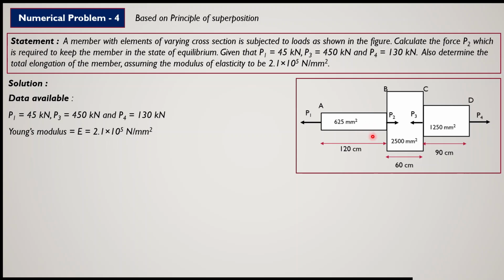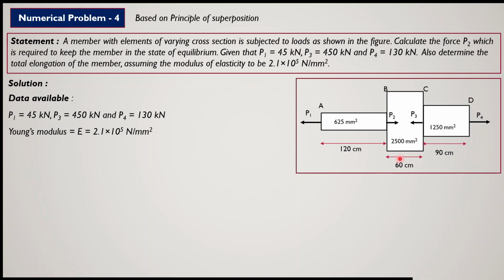Now the area is directly given, the diameter is not given. The middle portion has an area of 2500 millimeter square, and the third portion is 1250. So this is a classical example where the cross section area changes or varies with the length. The first portion is 120 centimeter, the middle portion 60 centimeter, and the third portion is 90 centimeter. So this diagram will be given in the numerical.